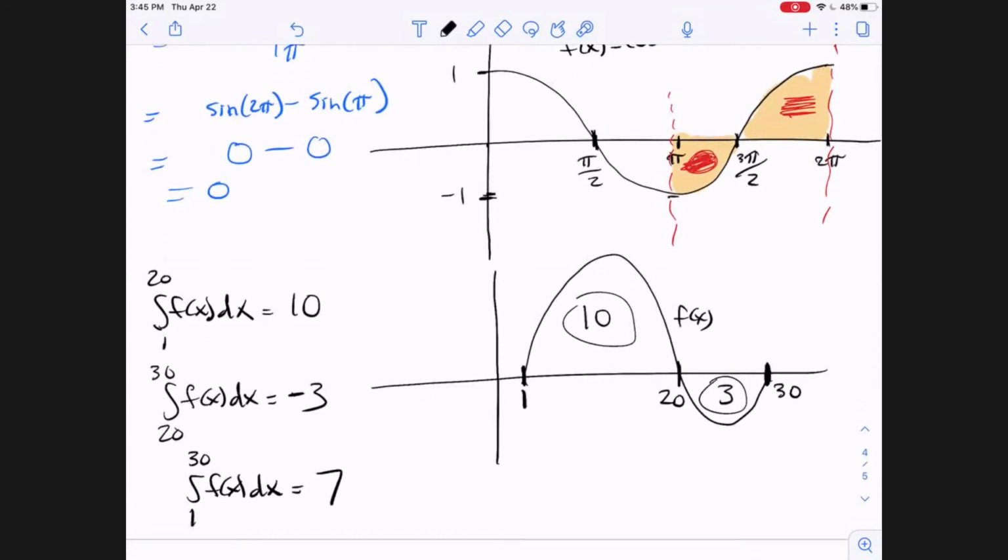When you're doing the problems in the homework, a lot of times they won't even ask you about the area. They'll just say evaluate the integral. So you could get a negative answer, or you could get a 0. If you get a negative answer, it means more of the graph is below than above the x-axis. That's all it's saying. You just evaluate the integral.